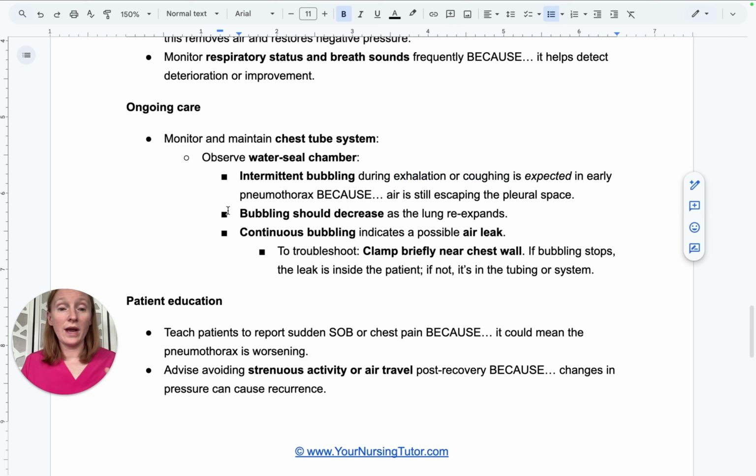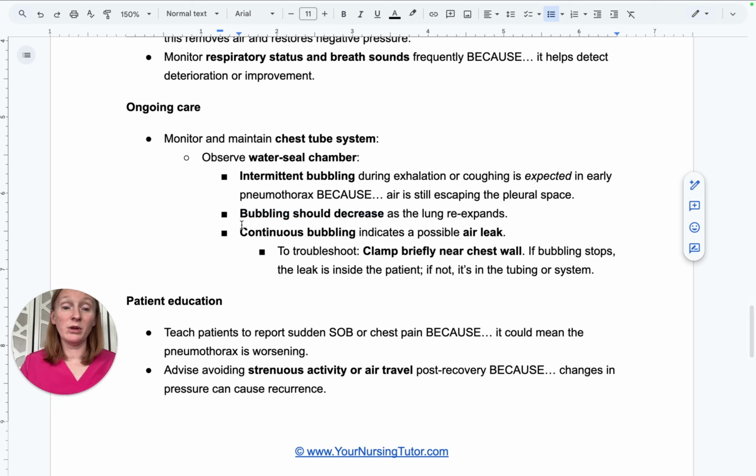Now, one of the ways we can tell that the pneumothorax is healing is because the bubbling decreases and eventually stops. If there's no more hole in the lungs, there's no more air escaping out of the lungs. And that means there's no air to go through the chest tube and bubble up through the water seal.